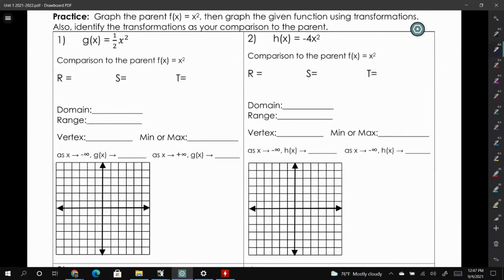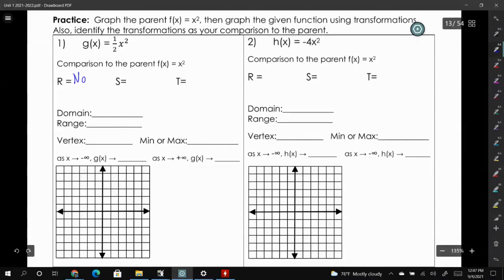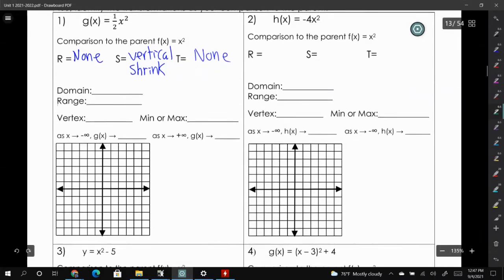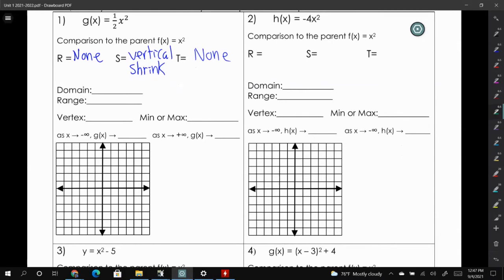So 1/2 x squared. We have no reflection. We have a vertical shrink. Translation, we have no translation. There is no plus or minus anything, so none. The domain, range, vertex, min, and max. I sometimes like to graph, or at least have the table done, and then come back and do these.